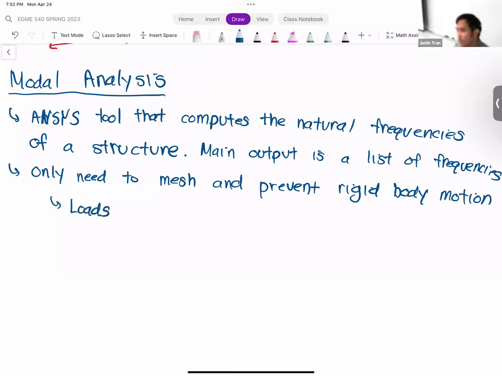You just have to make sure there's a fixed support somewhere in the simulation. Okay, that makes sense. So if you push on it, then it's not going to roll.